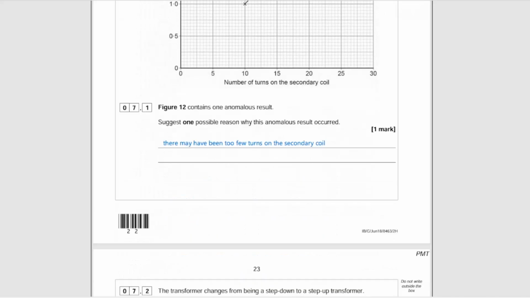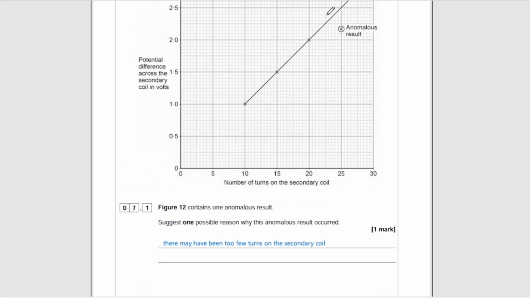Then, moving on to question 7. A student used a simple transformer to investigate how the number of turns on the secondary coil affects the potential difference across the secondary coil. The student kept the potential difference across the primary coil fixed at 2 volts. Figure 12 shows the results collected by the student, and we were asked to suggest one possible reason for this anomalous result. And the reason I came up with is that there may have been too few turns on the secondary coil.